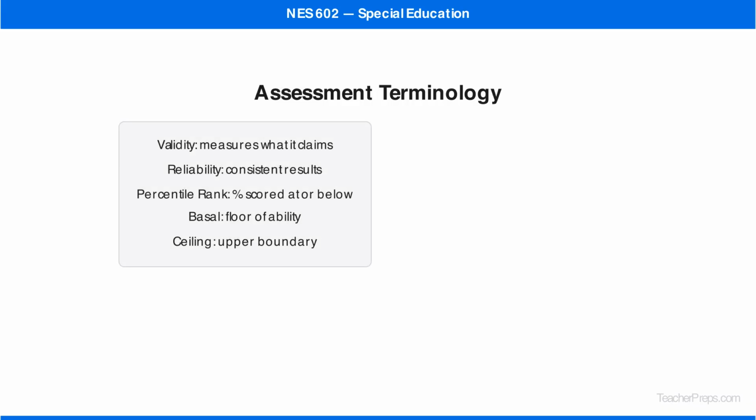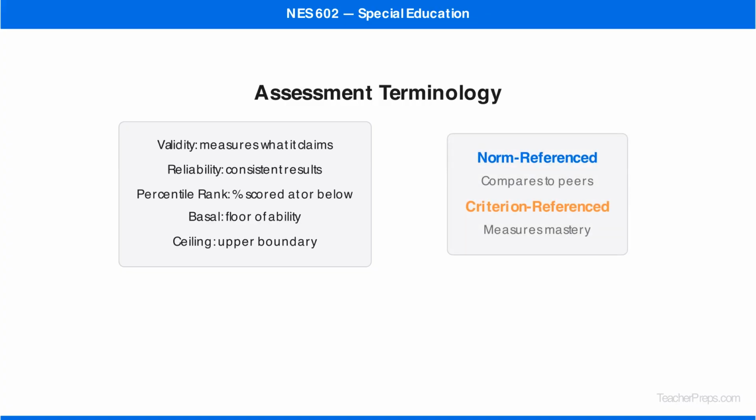Validity means the test measures what it claims to measure. Reliability means the results are consistent over time and across raters. A percentile rank of 25 means the student scored higher than 25% of the comparison group. Standard scores use a common scale, typically with a mean of 100 and a standard deviation of 15.